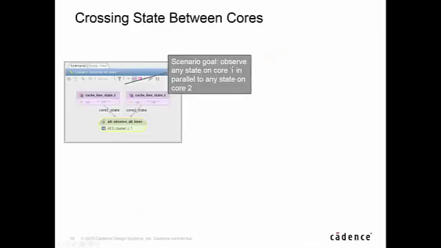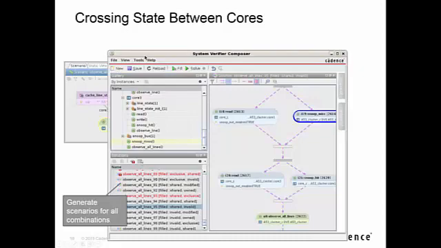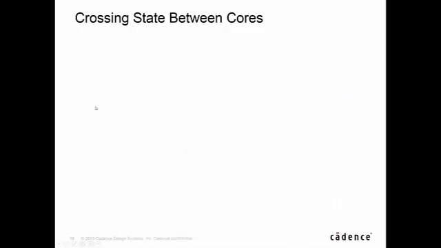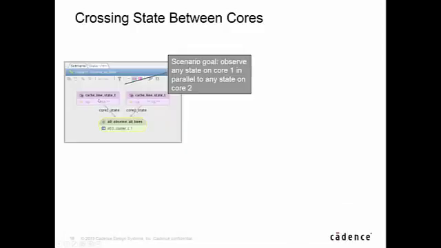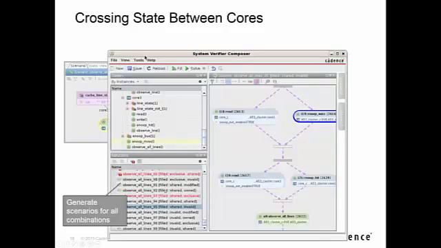Similarly, we can do a scenario goal to observe any state from core 1 in parallel to any state in core 2, solve that, and now you get a view of the solution, coming up with many solutions. So in this case, you see, oops, I go back here, we're actually telling it to fill in all the cache states. So we're not forcing a particular cache state, but saying we want a complete view, and it comes up with all the solutions to be able to verify all the different legal states.